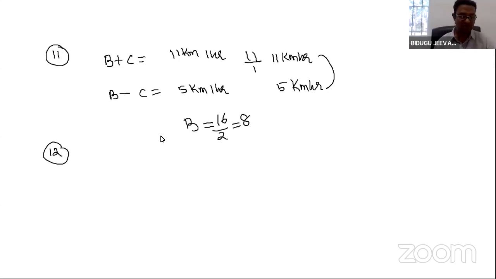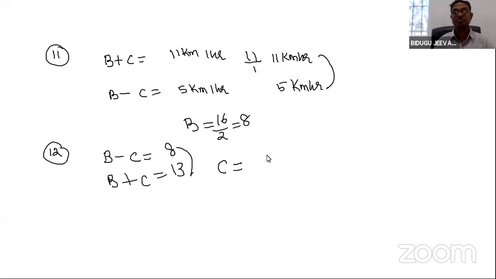A man can row upstream 8 kilometers per hour and downstream 13. Upstream, B minus C, is given as 8. Downstream, B plus C, is given as 13. Try to identify the terminology. What I said yesterday, identify the terminology so that you can get the easy answer. Question is, what is the speed of the stream? Stream means C. What to do to get the stream? Difference by 2. That is 5 by 2, equal to 2.5 kilometers per hour. Is it right? Now I think you are clear. So let me continue. Question number 13.